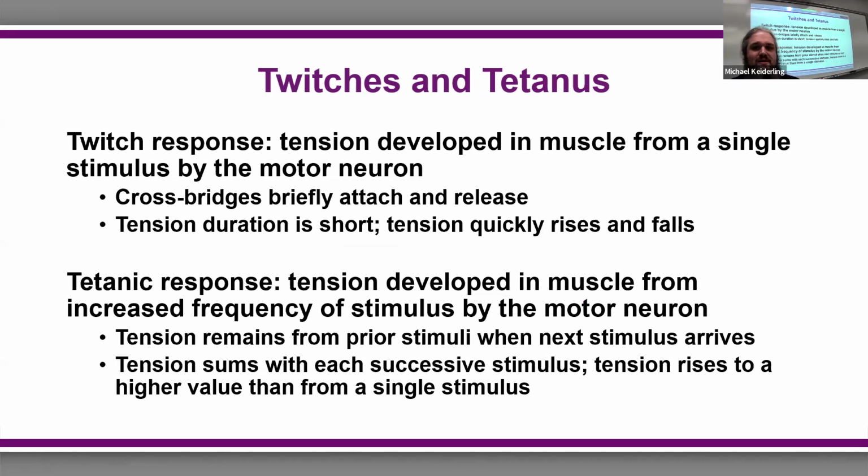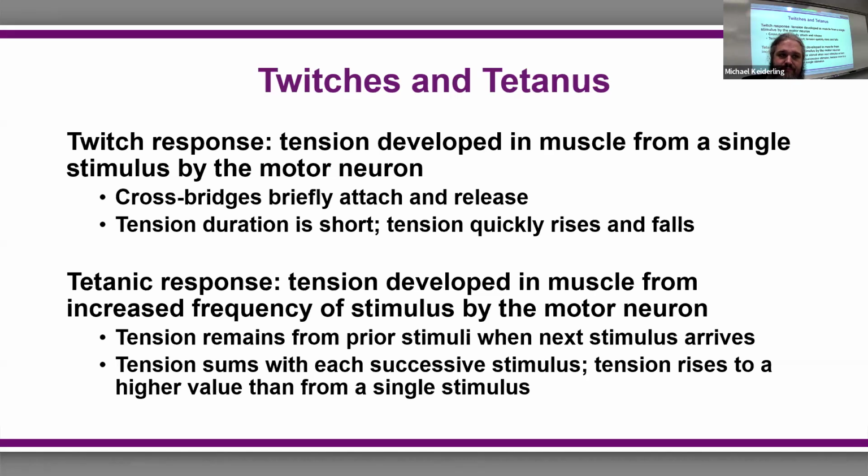So the way muscles work is a muscle can be activated with a single twitch response, a single stimulus from the motor neuron, where the cross bridges briefly attach and release. You get a short duration, quick rise and fall in tension. That's a twitch. Or for longer duration force, you use tetanic response. The tension is developed in muscles from an increased frequency of the stimulus by the motor neuron.